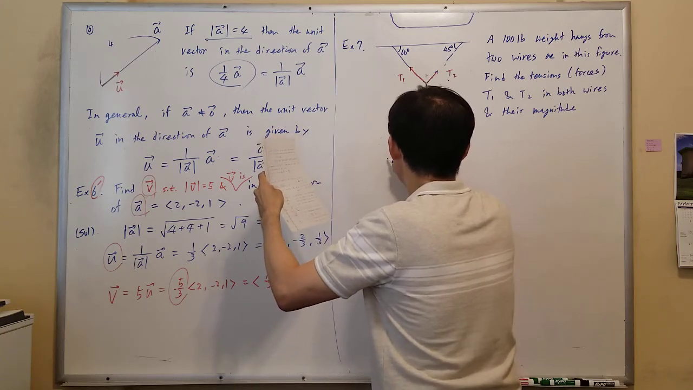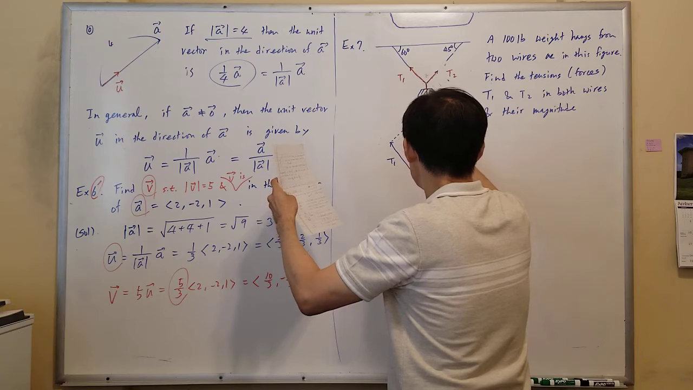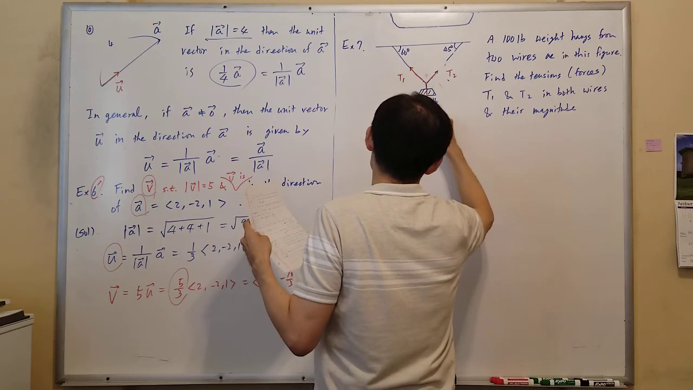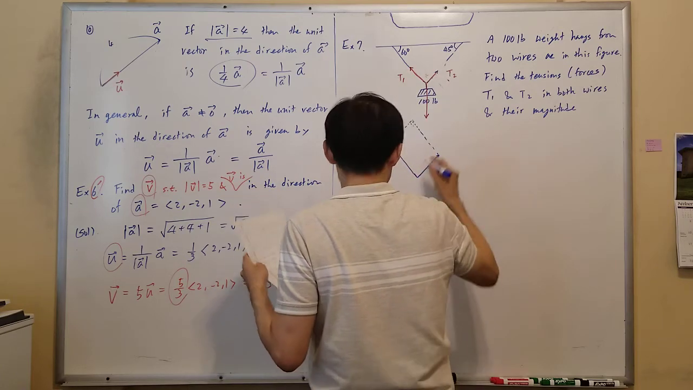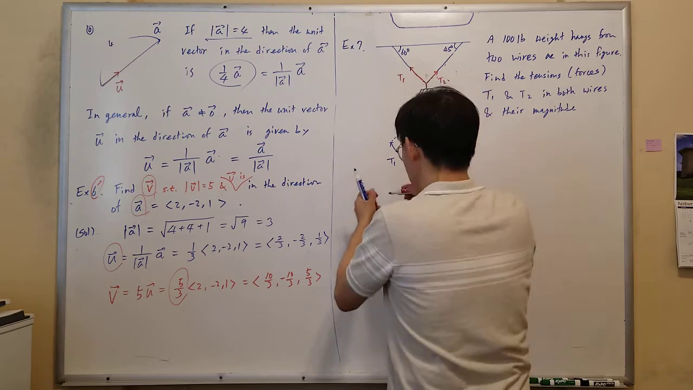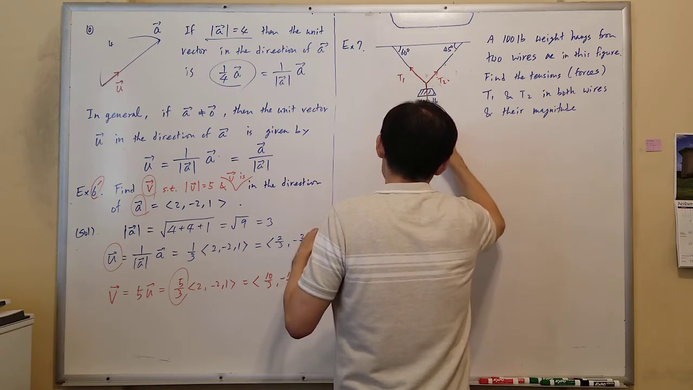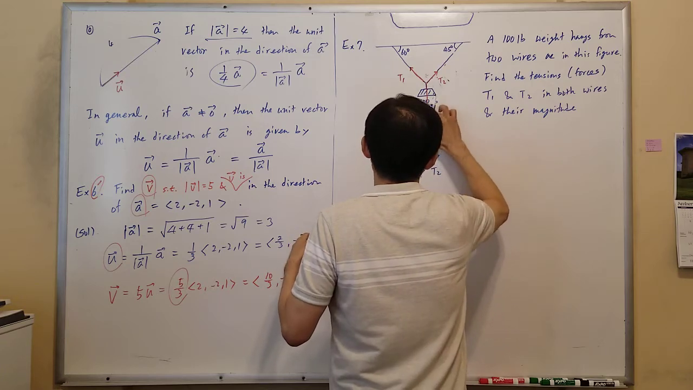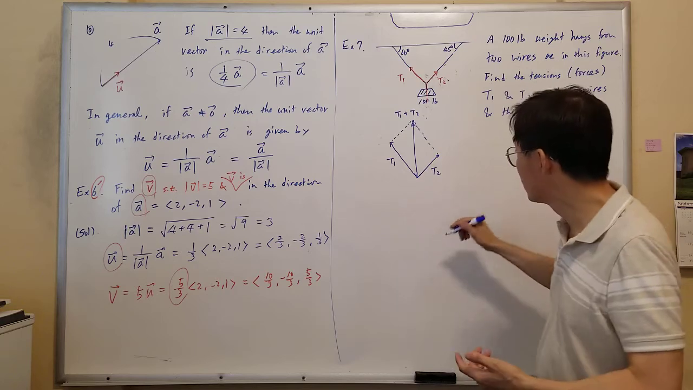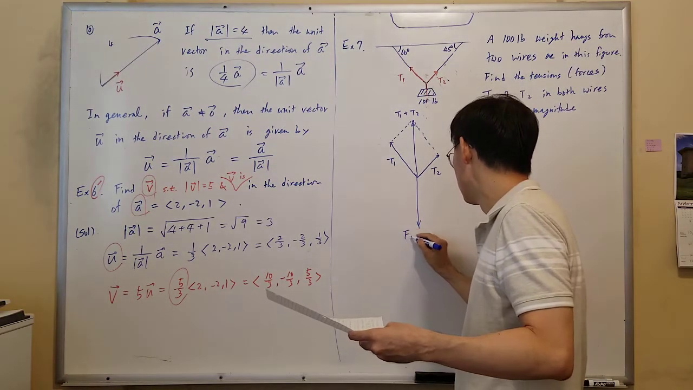This T1, T2, okay, T2 must be short. So then the sum of these two vectors, okay, this is T1 plus T2 force, must be exactly opposite the force of this weight. It's gravitational. Okay?